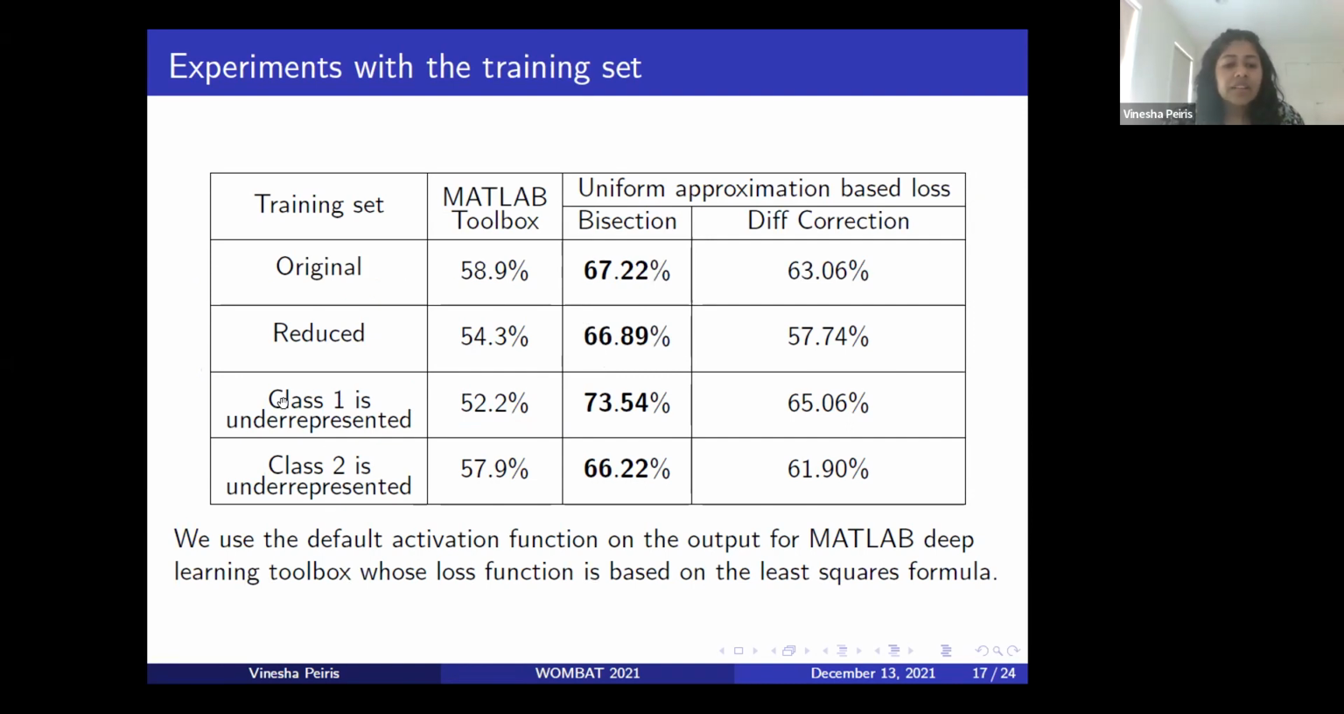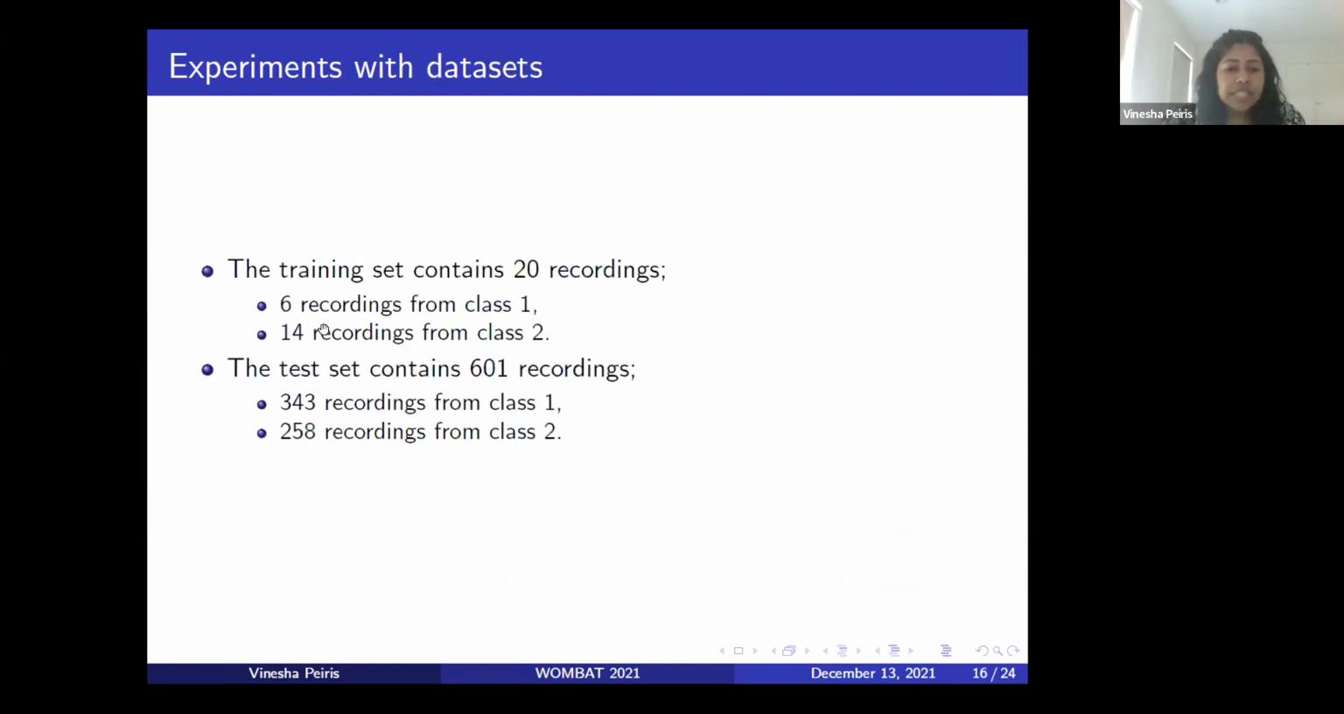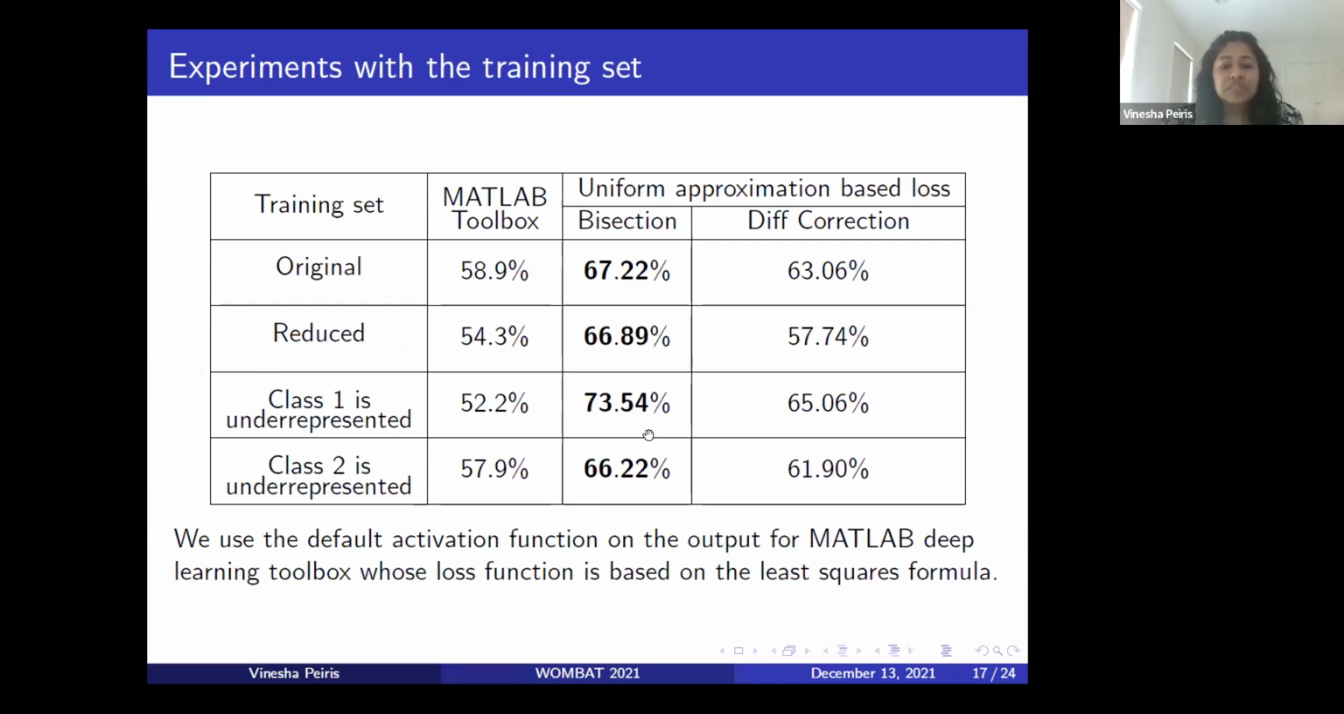And then here we have class 1 underrepresented. In this case, we take all the points coming from class 2 in the training set and select just 2 points randomly from class 1. So my training set now has 14 plus 2, that is 16 recordings in the whole training set. But class 1 is underrepresented because there are just 2 points coming from class 1. Again, in that case, the bisection method has the highest classification accuracy.